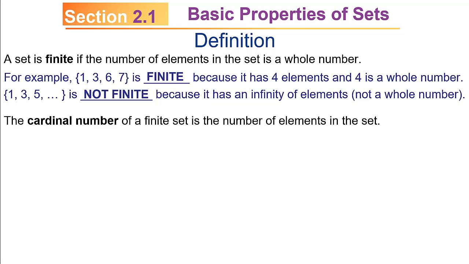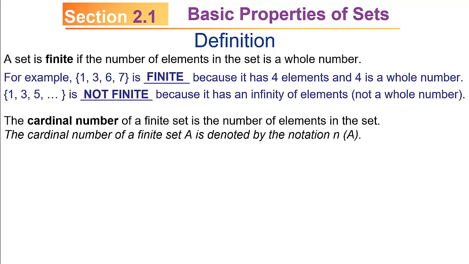Another definition. The cardinal number of a finite set is just the number of elements in the set. Just a fancy way to say how many elements are in the set. The cardinal number of a finite set is denoted n(A). Little n, and in parentheses the name of the set. So that would be read "n of A." So the cardinal number of a finite set is the number of elements in the set.